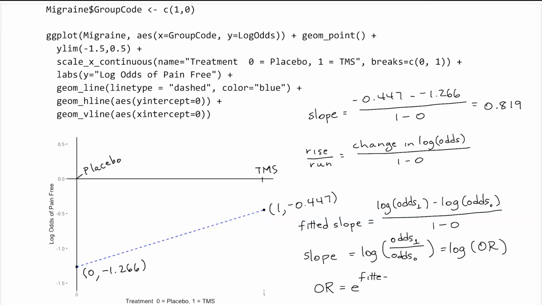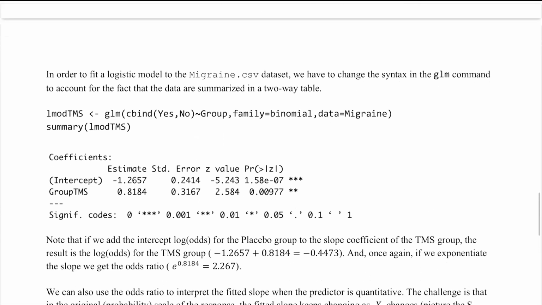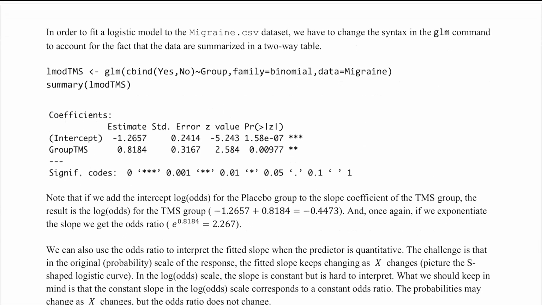So that means that the odds ratio is actually e to the fitted slope, right? If I want to solve that for the odds ratio, I exponentiate both sides. So the odds ratio is e raised to the fitted slope. So when you create one of these logistic regression models and you look at that slope value, if you exponentiate it or raise e to that slope, that'll get you the odds ratio.